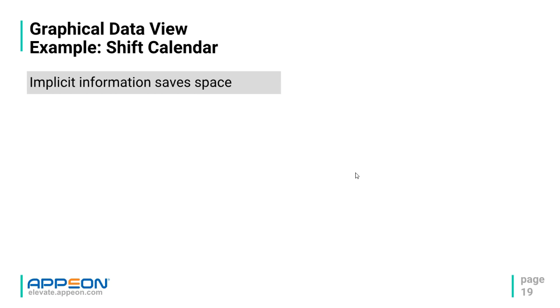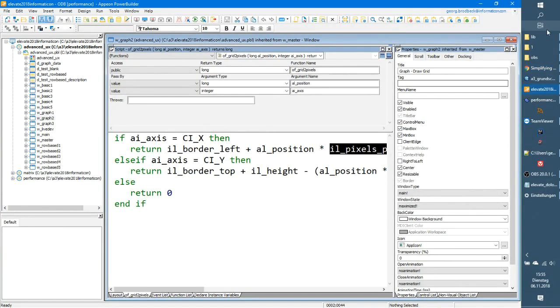Now, just some information I promised you yesterday about that shift calendar. It's just about what the possibilities are in doing a better UI, or putting a lot of information into a UI without making it ugly. So one thing is implicit information, which saves some space. I'm just going to show that calendar in advance.